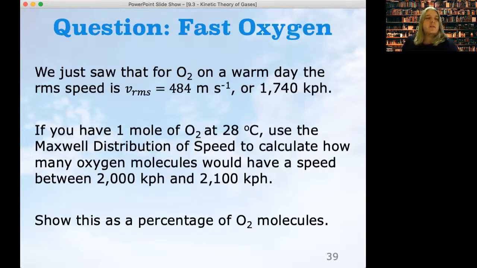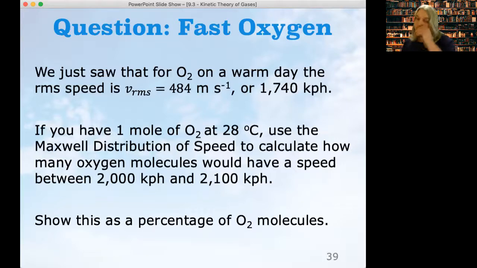So we saw that the VRMS for oxygen on a 28°C day was 484 meters per second. That's very quick. It is 1,740 kilometers per hour, in fact. So very high speeds. And the question now is using the Maxwell distribution of speed. So remember that big messy function that we're going to play with. We are trying to calculate how many oxygen molecules would have a speed between 2,000 kilometers an hour and 2,100 kilometers per hour. And we want to show this as a percentage of O2 molecules.